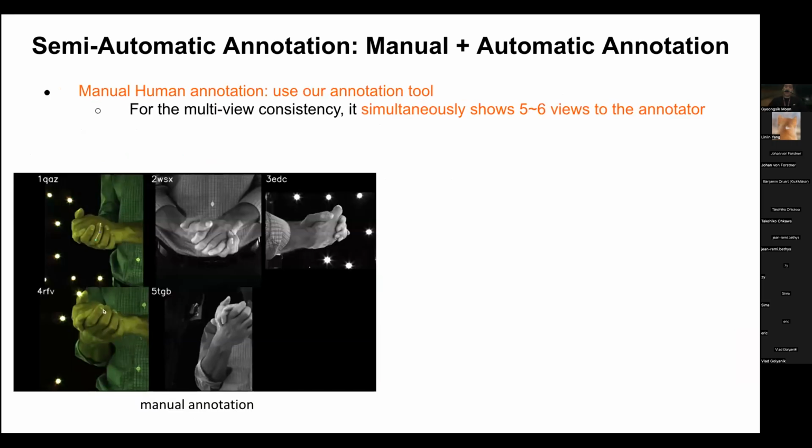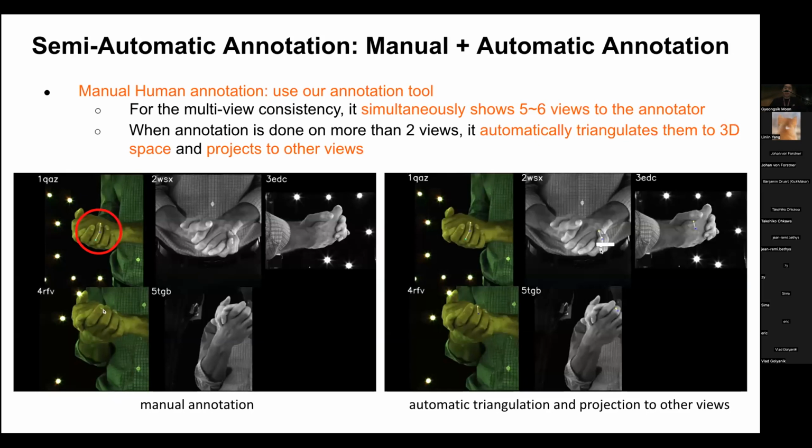For the manual annotation, we show some 5 to 6 views to the annotator, and when the annotator annotates 2D hand keypoints of 2 views, then our annotation tool automatically triangulates them to 3D space and projects back to the remaining views so that the annotation could be performed in a relatively consistent way. However, there are so many frames in our dataset, it is basically impossible to annotate all of those frames.